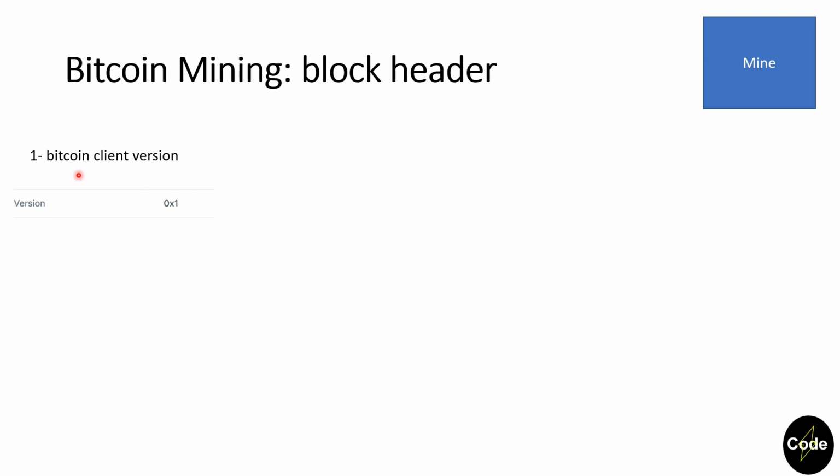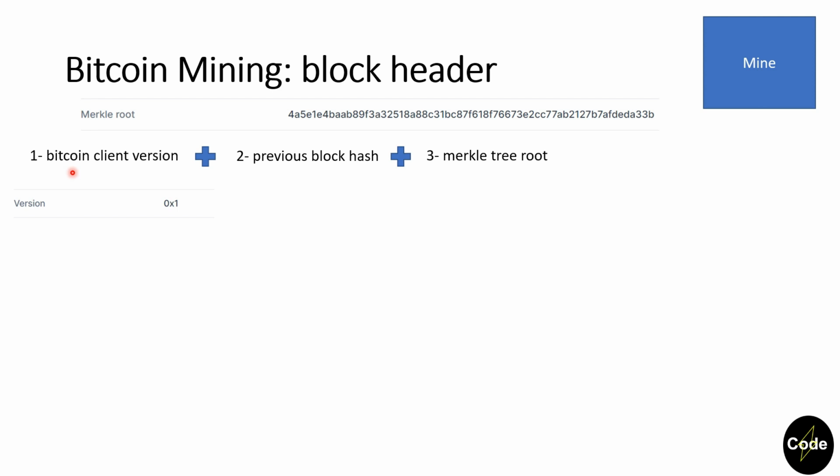The first information we have is the Bitcoin client version. The miner announces what protocols he is following. For the next info, we have the previous block hash. Now this term blockchain is more meaningful: every block is connected to the previous block by the previous block hash. Then we have the Merkle tree root that summarizes the transactions that take place in that block.